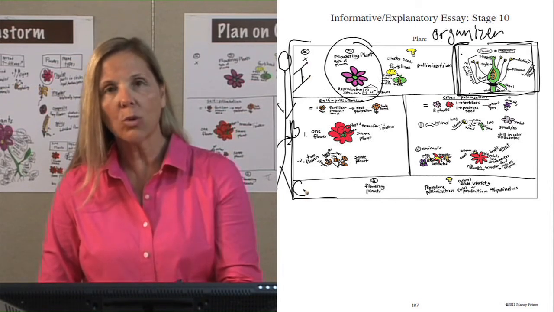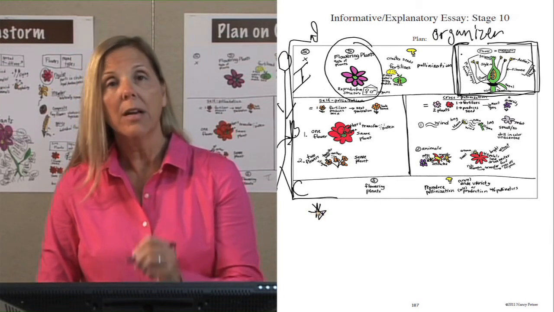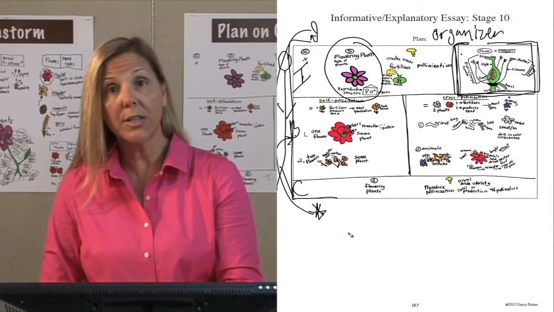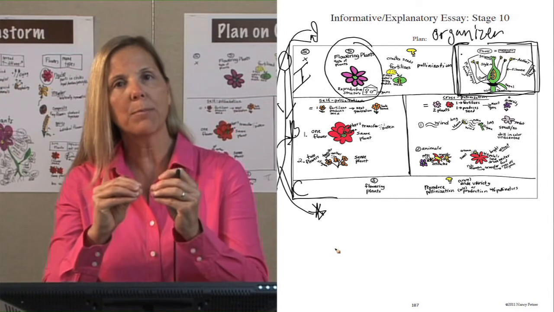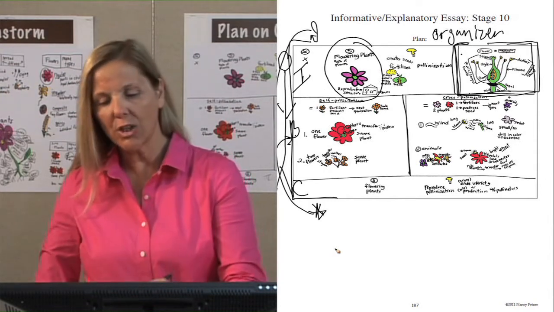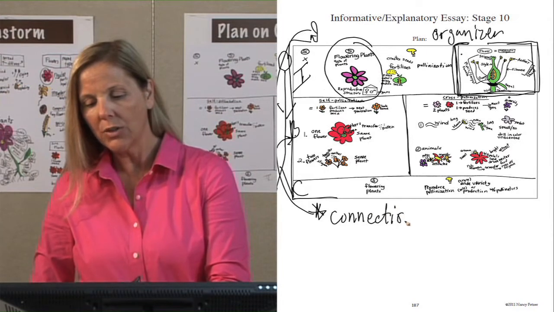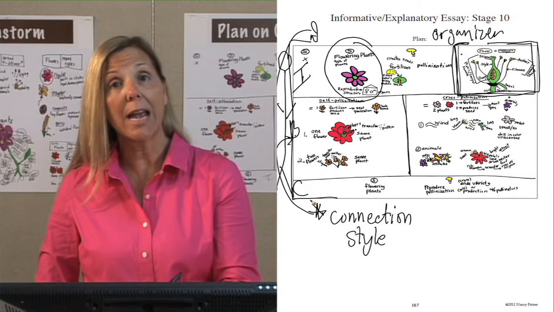What's missing on this organizer is the hook and the snappy ending. I always do that separately. I want both the hook and the snappy ending to be almost like a ribbon that wraps up a present, where they connect together. They have some sort of a connection together so that you keep that style of both the hook and the snappy ending.